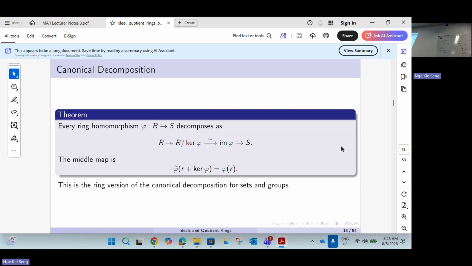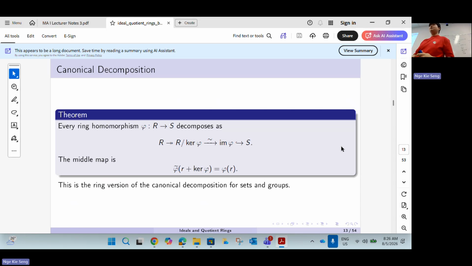Next is the canonical decomposition. Every ring homomorphism phi we can decompose like this. This is the surjection map, and this is the inclusion map. And then we know this is the isomorphism. And this map, the phi tilde, is here. This is the same as what I said before for groups, very similar. We just change to ring homomorphisms only.